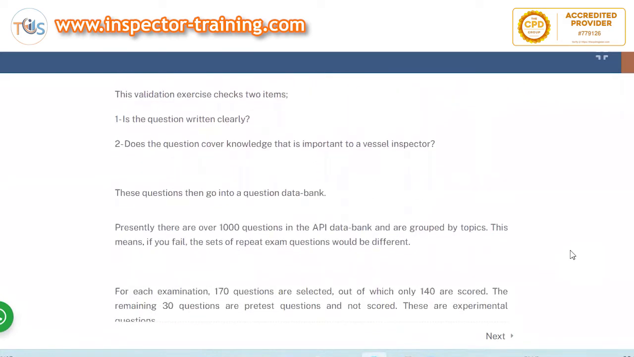So once that's been validated, it goes into a question data bank as non-scored questions that will be included in the exam questions, and they are not scored. API wants to know whether these are challenged by candidates, or whether there is a high percentage of people answering it correctly, or too low. It's not within the range of the average question in terms of difficulty or ease, and hence the non-scored questions.